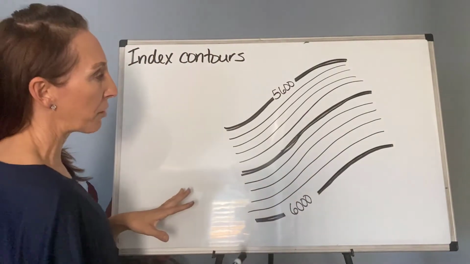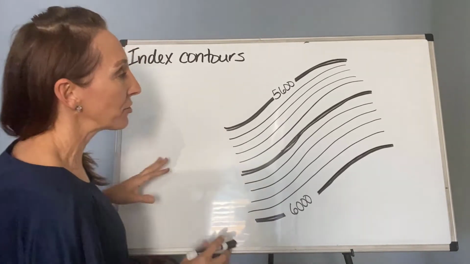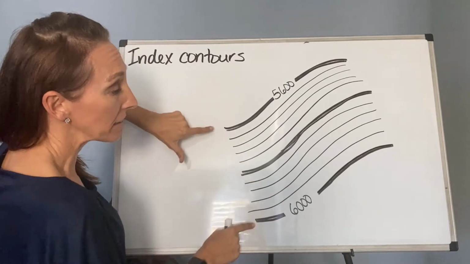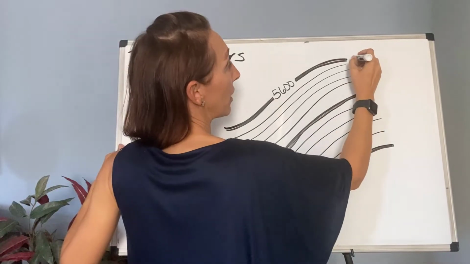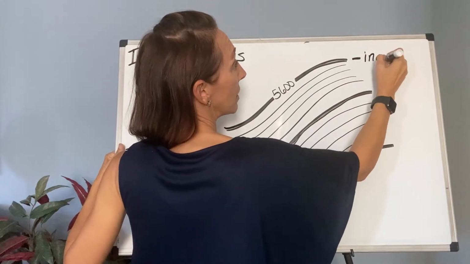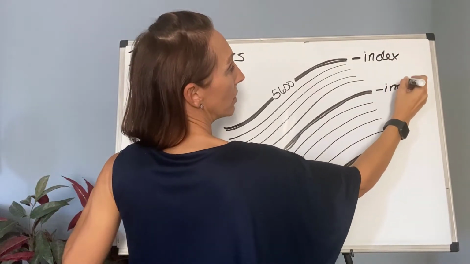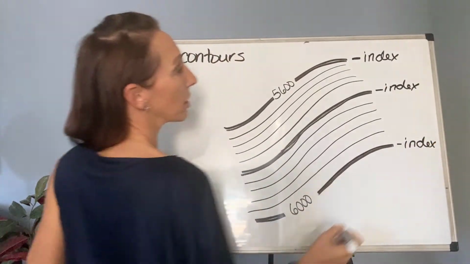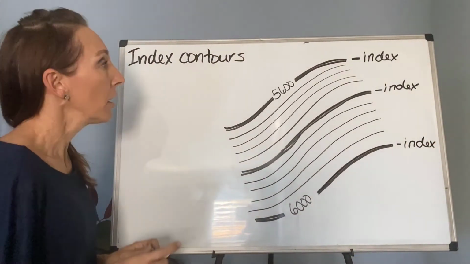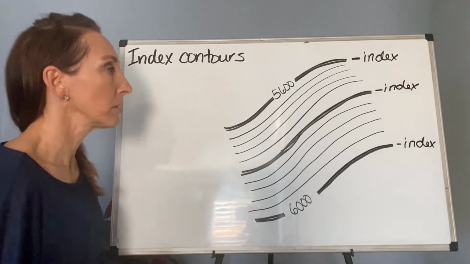So let's look at my topo map that I have here, and you'll see a couple things. There's some thick lines and some thin lines. Previously in videos, we've talked about how this would be the index contour because it's nice and thick. Same thing, this one and this one here, they're all going to be my index contours because they're thick. And then I've got my thinner ones, so those are just regular contours.